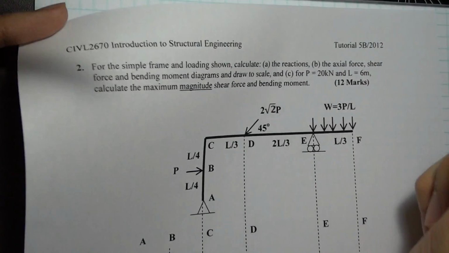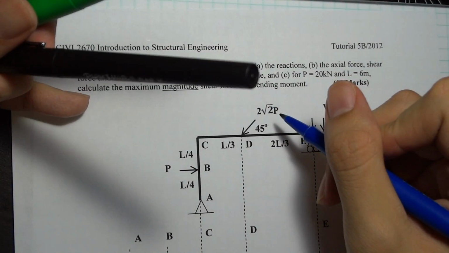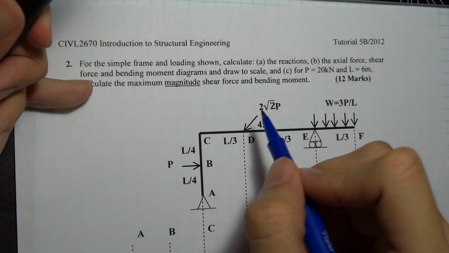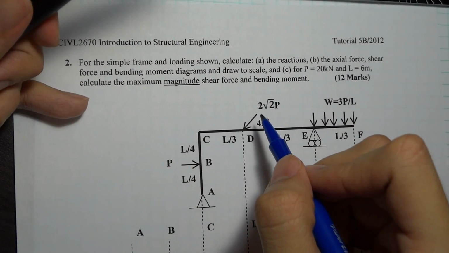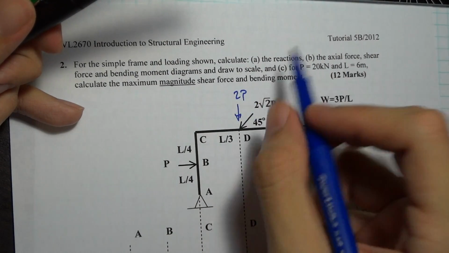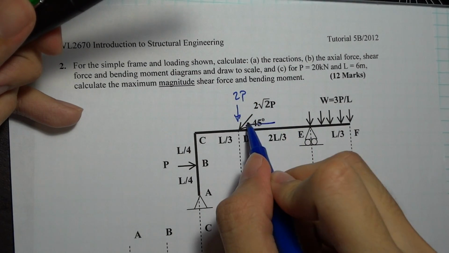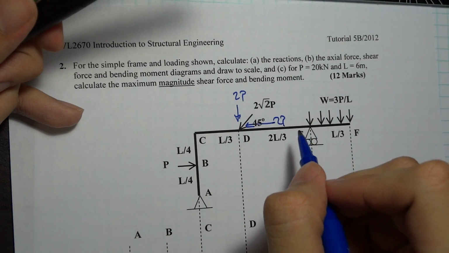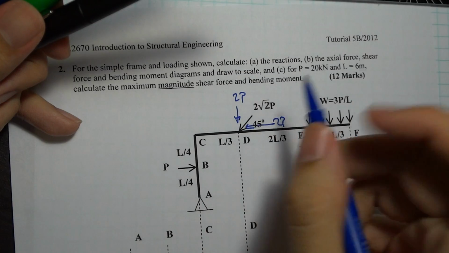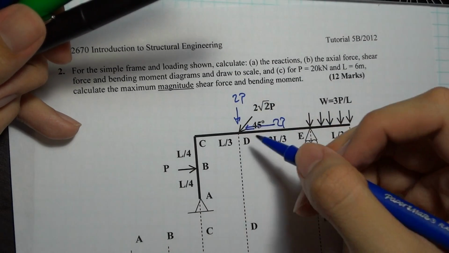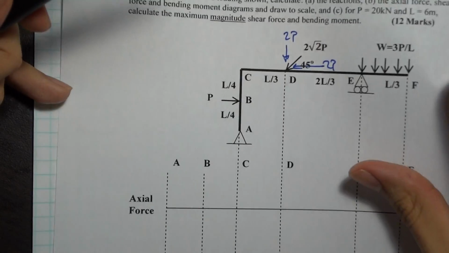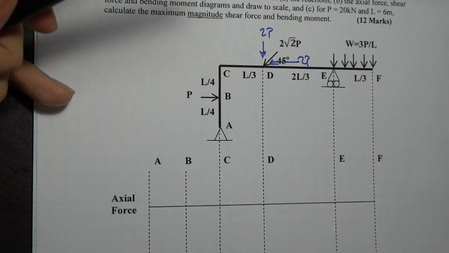So the first thing I do is that whenever I see these things here, things that are placed at an angle, I always turn them into vertical and horizontal components. So this is 2P, and there's also a 2P acting this way. I didn't mean to cross out the 45 degrees, but there's 2P acting down and to the left. Yeah, that's pretty much it.